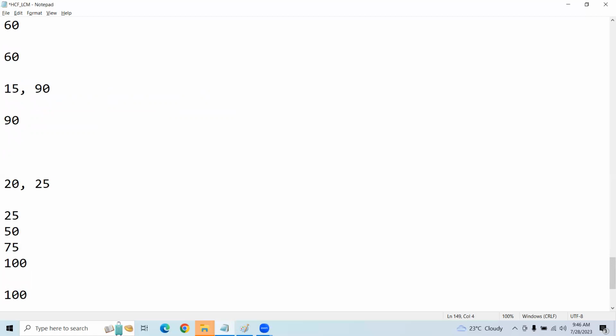So if you know the table till 30, your calculation will become very easy. And even if you don't know the table, you can just use the addition technique to generate the table on the basis of requirement. Thank you.